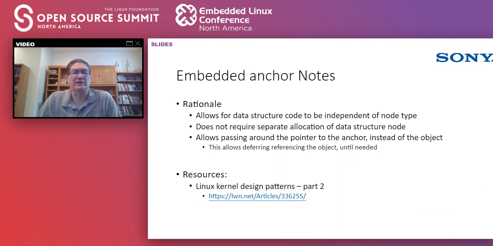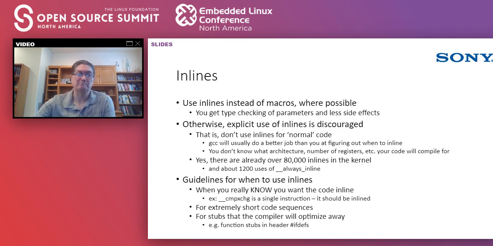So some of the notes on this is that this allows for the data structure code to be independent of the node type. It does not require a separate allocation for the data structure for the node. Your anchor is allocated along with the parent object. And this also allows passing around the pointer to the anchor if that's easier and more appropriate instead of the object. And this allows you to defer referencing the object until needed, which can save some cycles.